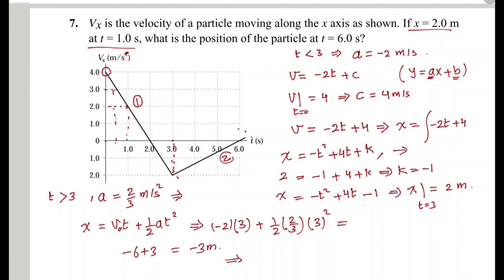Now the final position here equal to minus 3 for the second part plus 2 for the first part. In total, it's minus 1 meters.